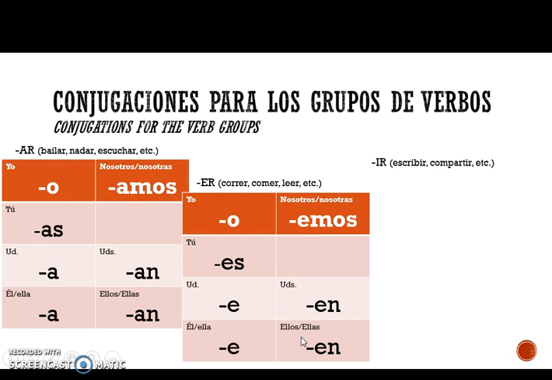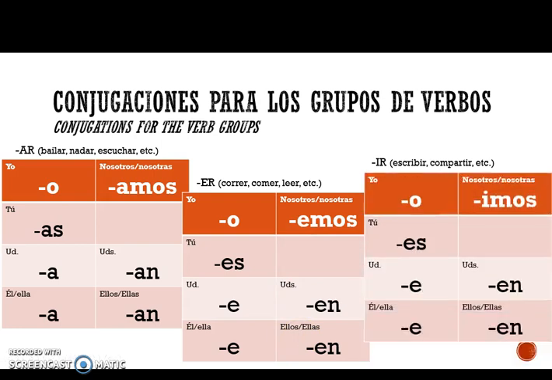And IR verbs are almost exactly like ER verbs, except in the nosotros form. So again, if my subject is yo, I do something, o. Tú, es. Usted, I want to say you formal, for example, you are very smart, speaking to a professor or my boss, my verb should end in e. Él or ella, e. Nosotros or nosotras are the only difference between ER and IR verbs: imos. Ustedes, en. Ellos and ellas, en. So again, these are the endings we're going to use.